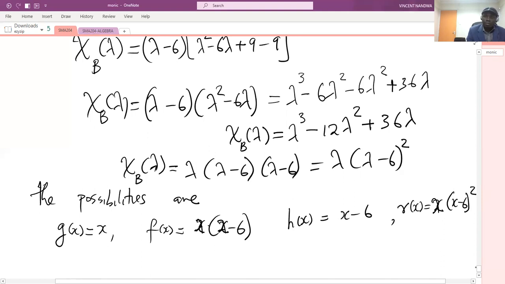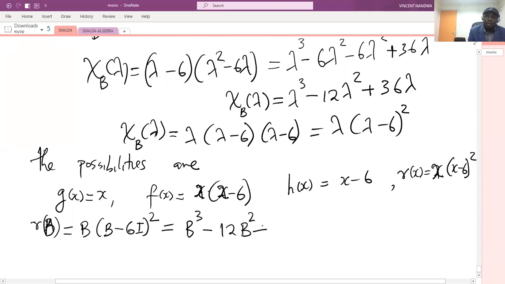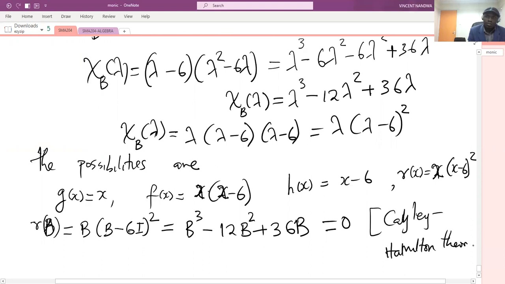But what we know is that when you put the original matrix into the characteristic equation, which will be B into B minus. Now, these are numbers, so you have to multiply by an identity matrix, which is the same thing from what you have gotten here as B power 3 minus 12 B squared plus 36 B. So this always gives us 0 from the Cayley-Hamilton theorem. So there's no need for us to prove that. So that satisfies the condition that when you put in the value of the matrix, you get 0.